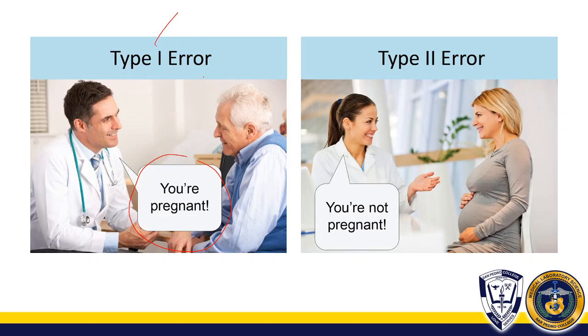So another example for your type 2 error this time is this. A woman, very obvious, has a big belly, and then you're telling that patient, you are not pregnant. So that is an example of a false negative, telling your patient that they do not have this condition when in fact they do.